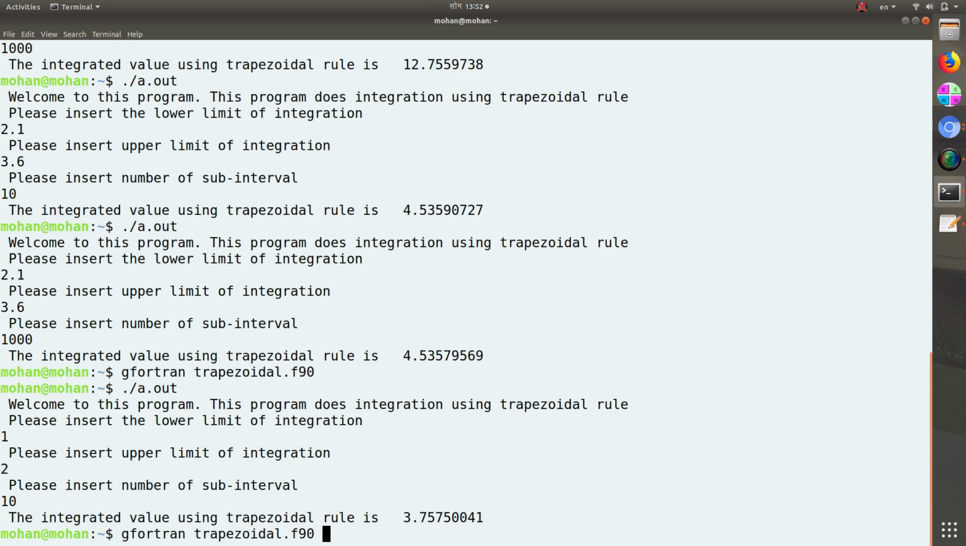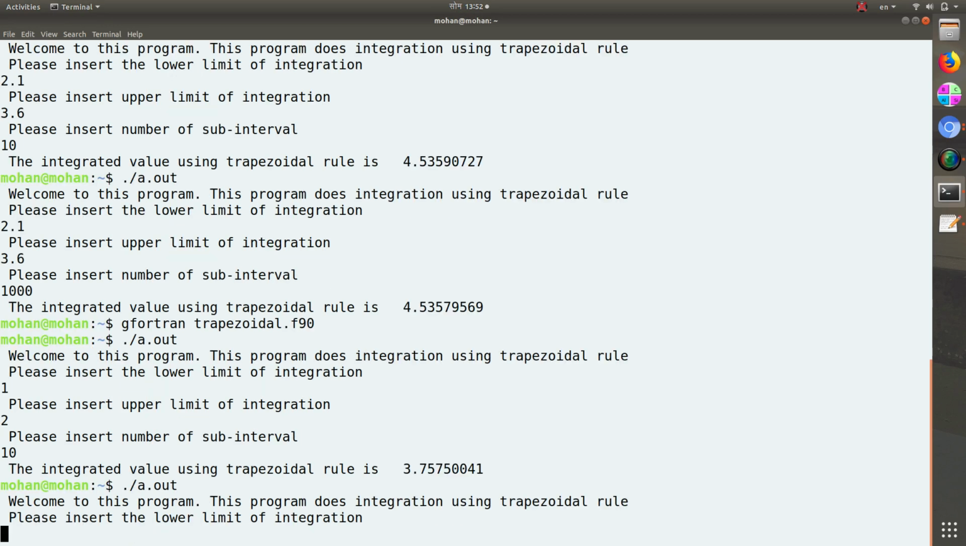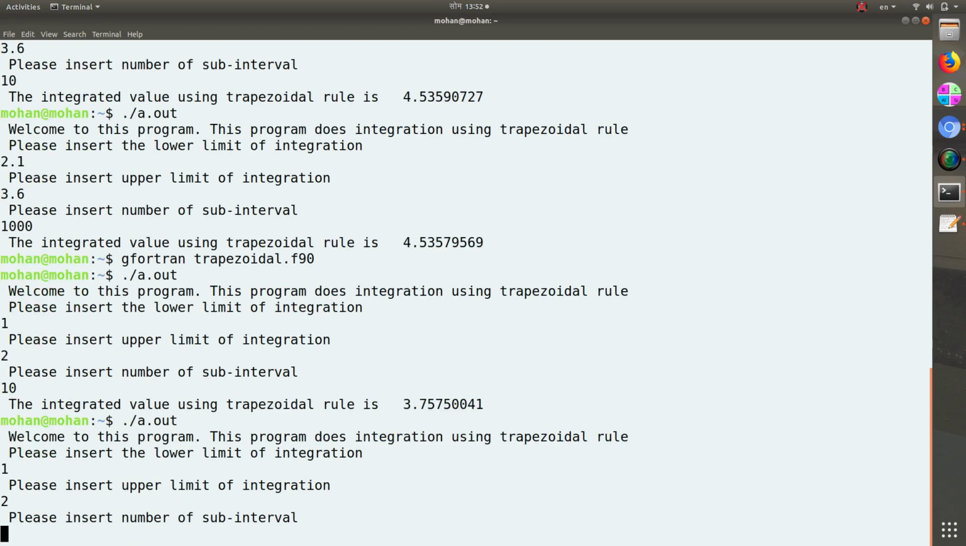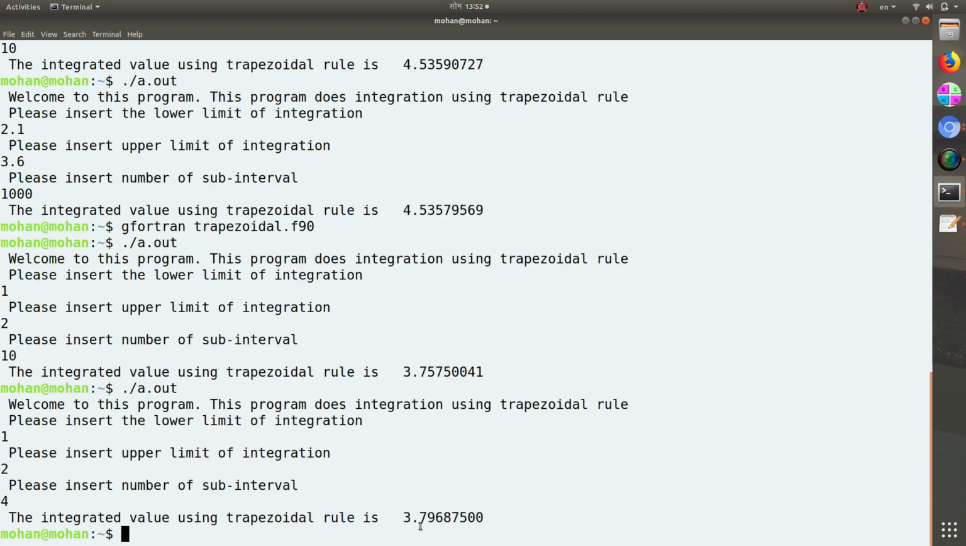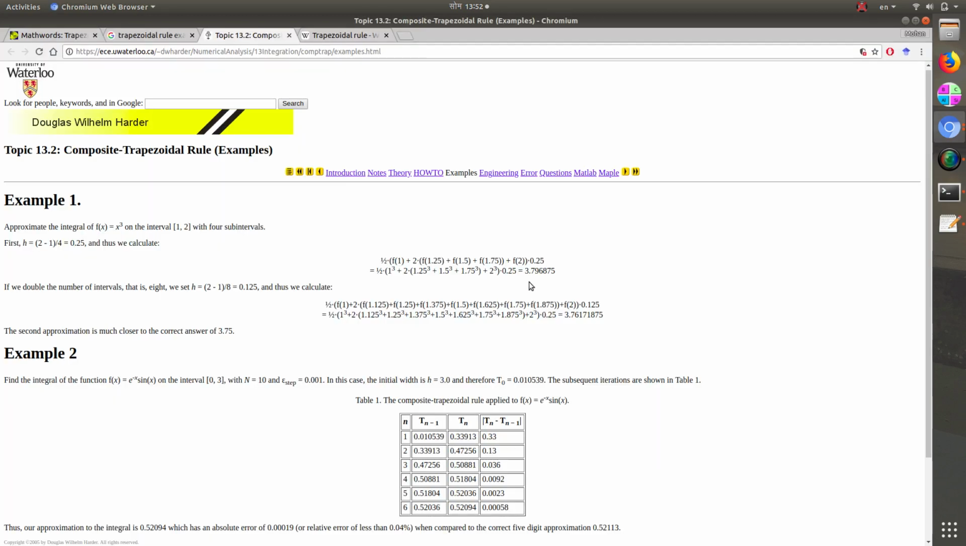Dividing into 4 sub intervals, 1 to 2, and sub intervals is 4. Then the answer is 3.79, which you can simply check from here. Okay, 3.79 something something. So this method gives the accurate answer only if the number of sub intervals is increased. So the fewer the sub intervals, the less accurate your results. So use sub intervals as small as possible and their number as large as possible.